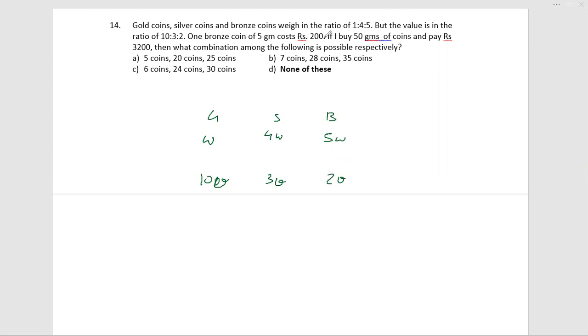One bronze coin of 5 gram costs 200. So 1 gram cost is 40 for bronze. So 5W cost is 2V. So 1 gram cost, 1 unit cost is 2V by 5, and that is given as 40.